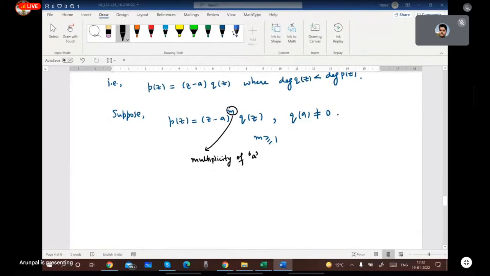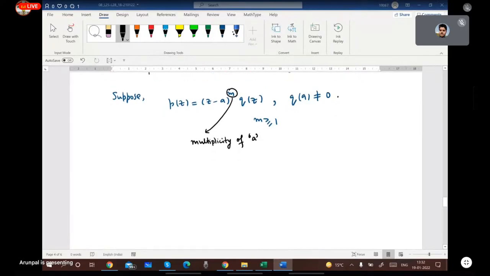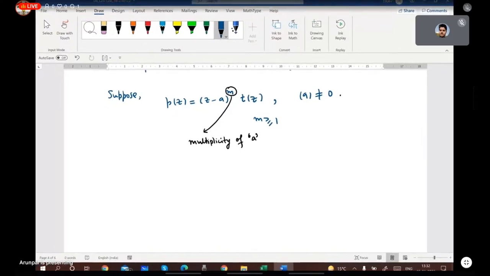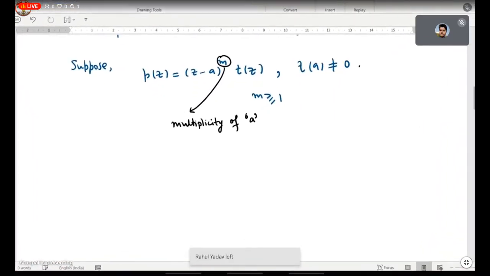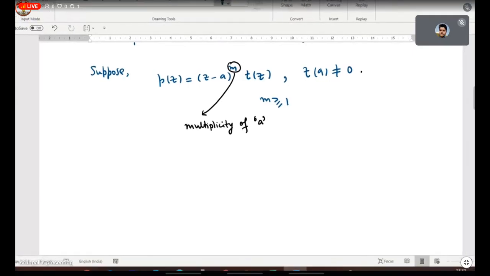So class, please take a note. Here this will no more be q(z). It will be some different polynomial, such that t of a is not equal to 0. It means a is not a root of t(z). You go on doing this exercise, because q(z) will go on reducing in degree by 1 every time, and every time you will be getting a different polynomial, right, class?